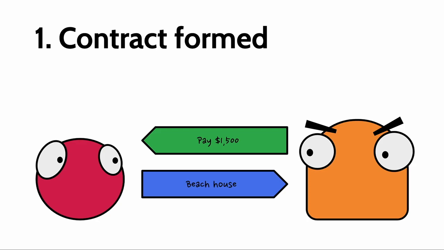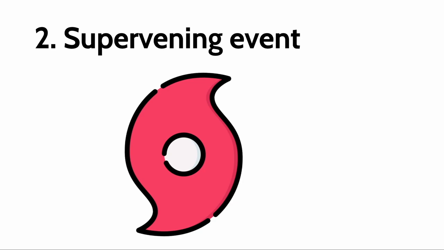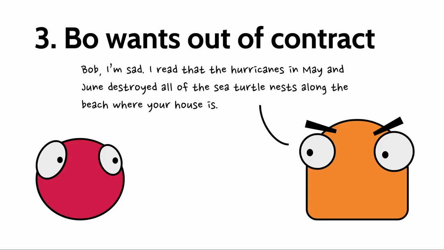So we have this contract. He's going to pay the $1,500, and Bob's going to give him the beach house for that third week of July. There's a supervening event. That's the symbol for what? It's called a hurricane. Let's assume there are multiple hurricanes between when they formed their agreement and when Bo was supposed to go that third week of July. Now Bo wants out, and he goes, "Bob, I'm sad. I read that the hurricanes in May and June destroyed all the sea turtle nests along the beach where your house is."